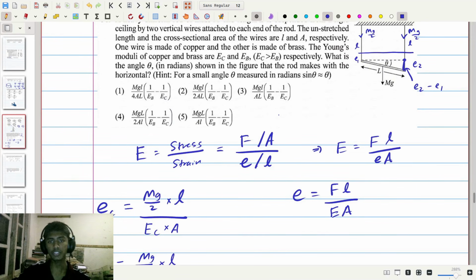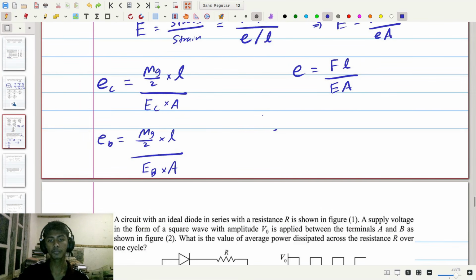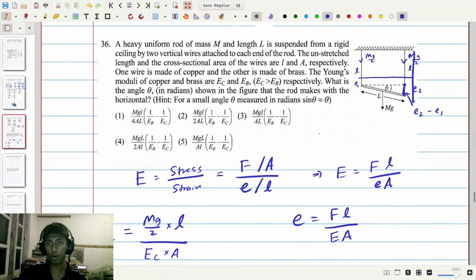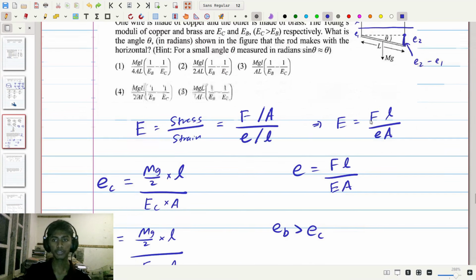Now in this case, we can see since E sub C is bigger than E sub B and extension is inversely proportional to E, the extension of the brass will be bigger than the extension of copper. So e sub B is bigger than e sub C. Now from this we can see, since this wire extends more, E2 should be equal to e sub B. So therefore, the little height here, E2 minus E1, is equal to e sub B minus e sub C.